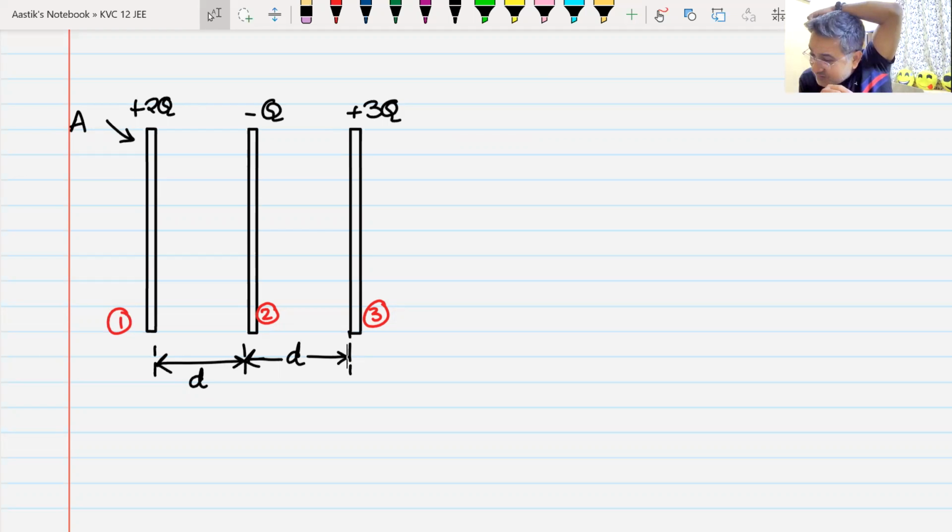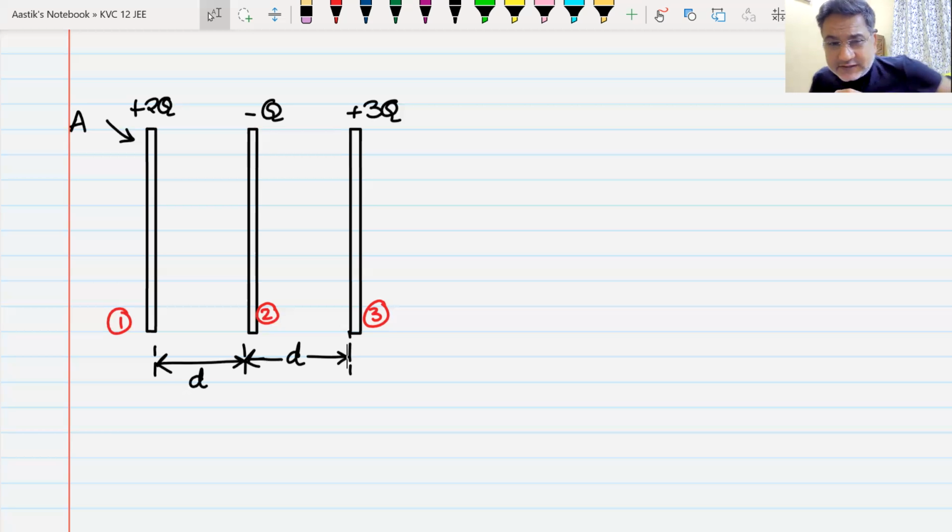Which will be at a higher potential compared to 3 and 1? 3 and 2, not 1. Between 3 and 2, which one will be at a higher potential? No idea? Get idea. 3, sir. 3, yes.